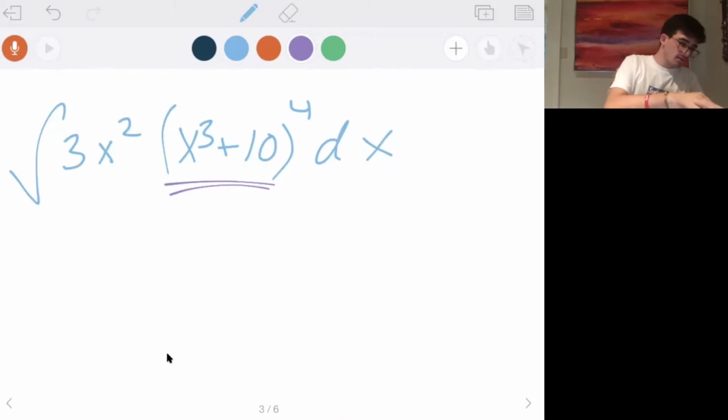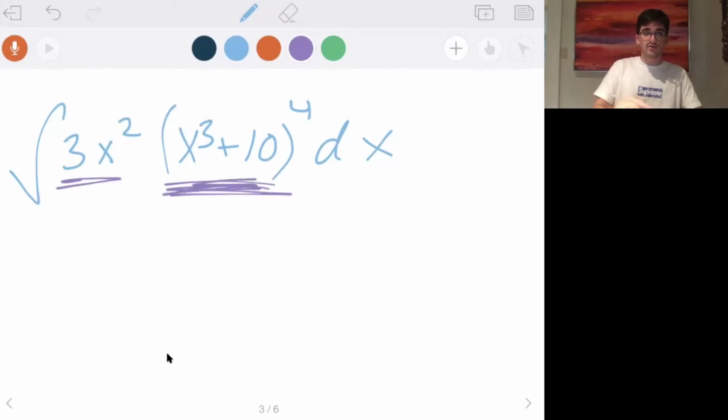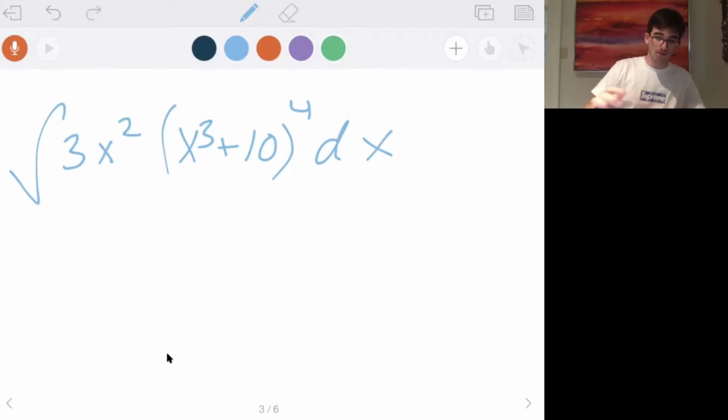All right, so what we could do here is say, all right, we have our x cubed plus 10, and here we have a 3x squared. Well, the derivative of this expression here is just 3x squared. So there we have it. We have a derivative-antiderivative relationship, which means that it's good to go for u substitution. Since this right here is what's considered the inside function, that's what I'm going to make the u.